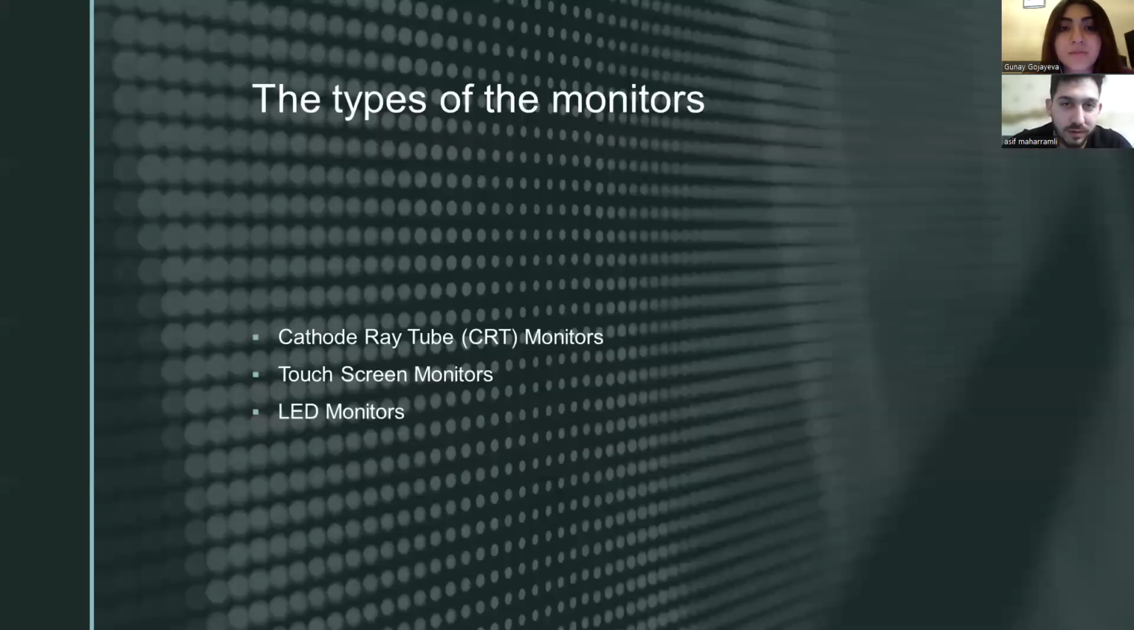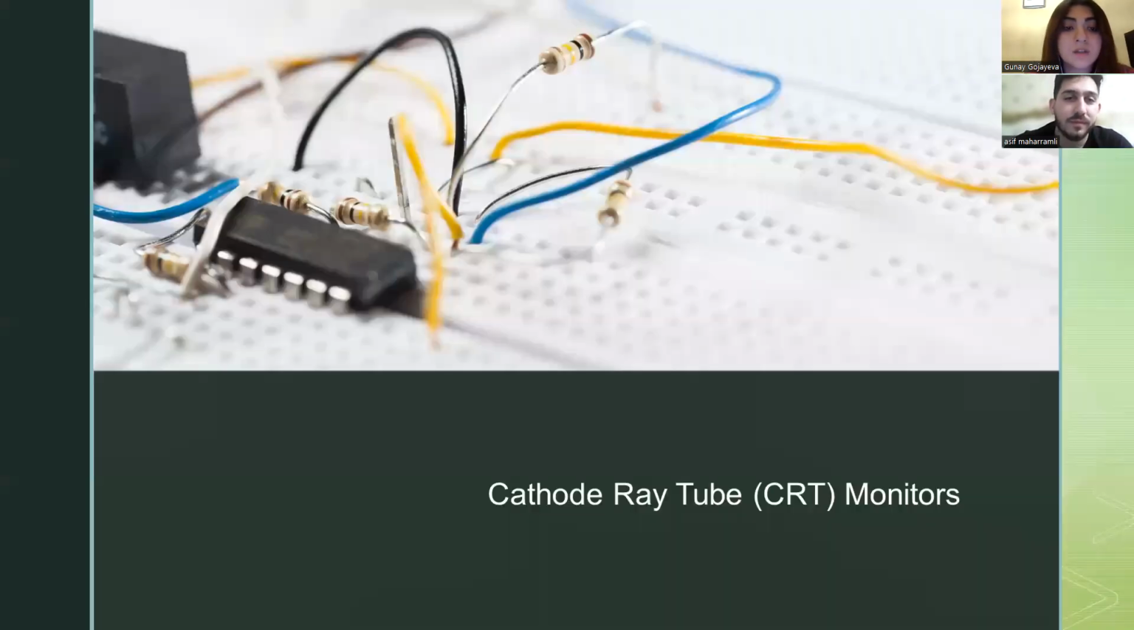There are many types of monitors, but today we will talk about only three types of monitors. Cathode ray tube monitors, touchscreen monitors, and LED monitors. Cathode ray tube monitors, it's a technology used in early monitors.